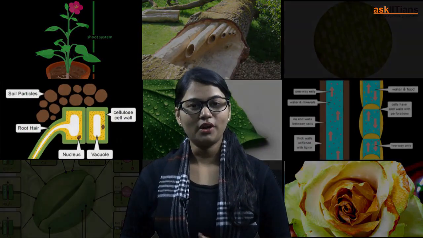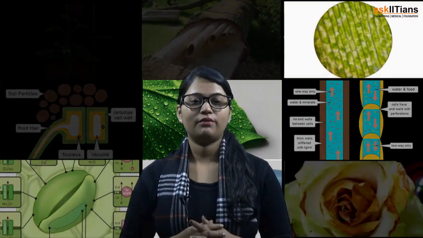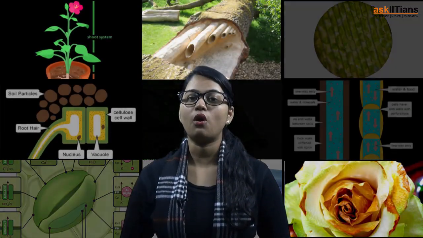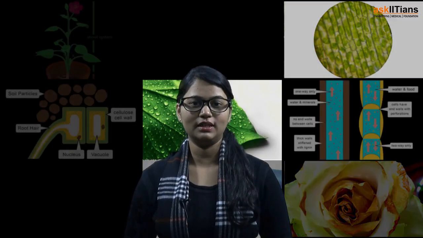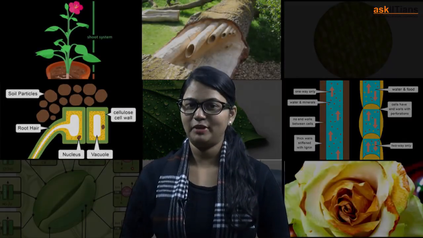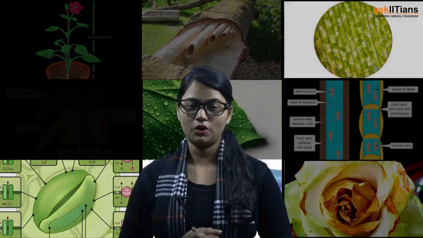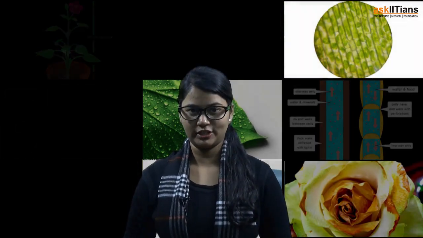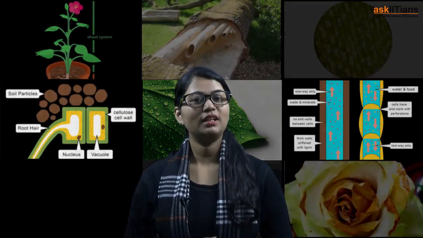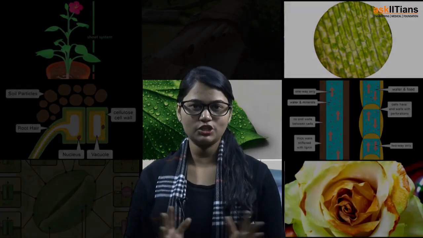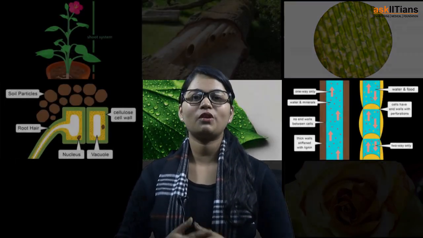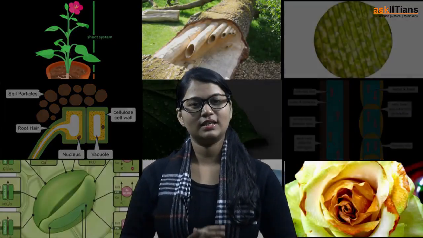Well students, this was all about water potential. We have learned what water potential is. We have also learned that the value of water potential, psi W, is equal to the negative of DPD. We have also gone through the 3 types of water potential: osmotic potential, pressure potential and matric potential. Hope you have understood this completely. Now let's move on to the next part of this chapter.